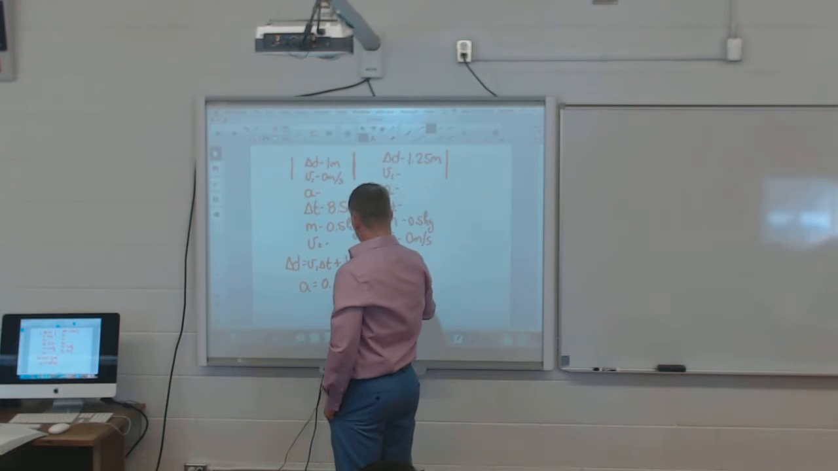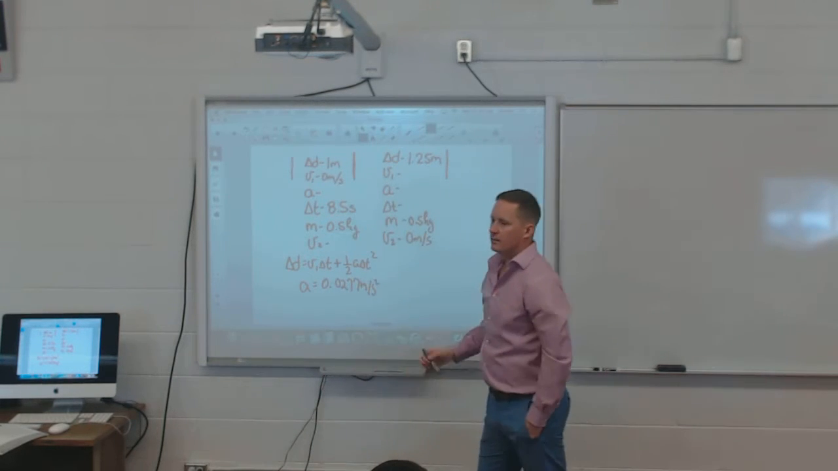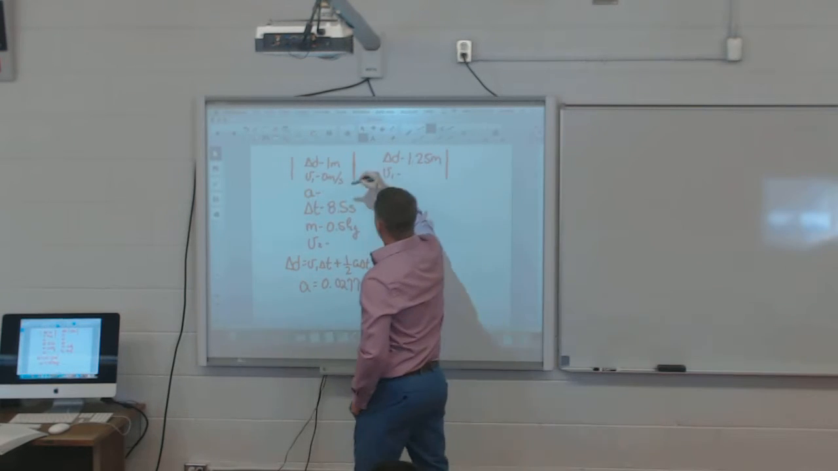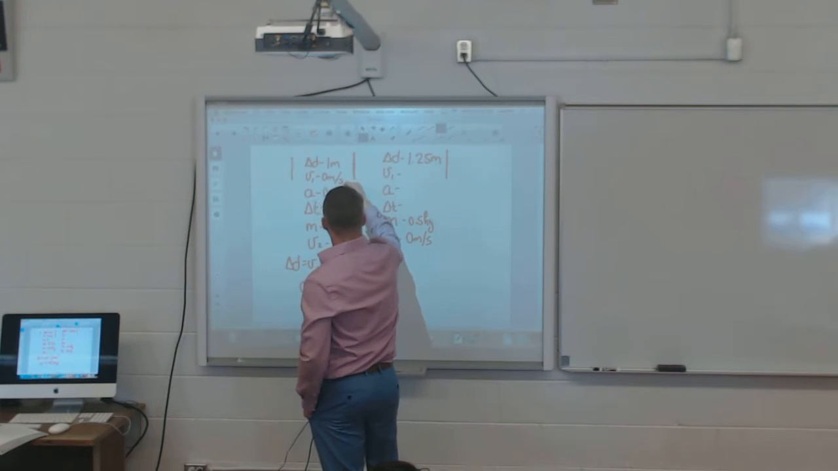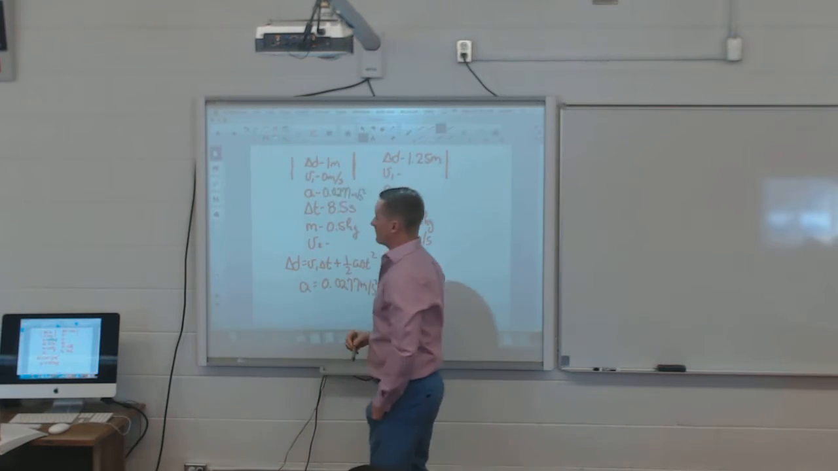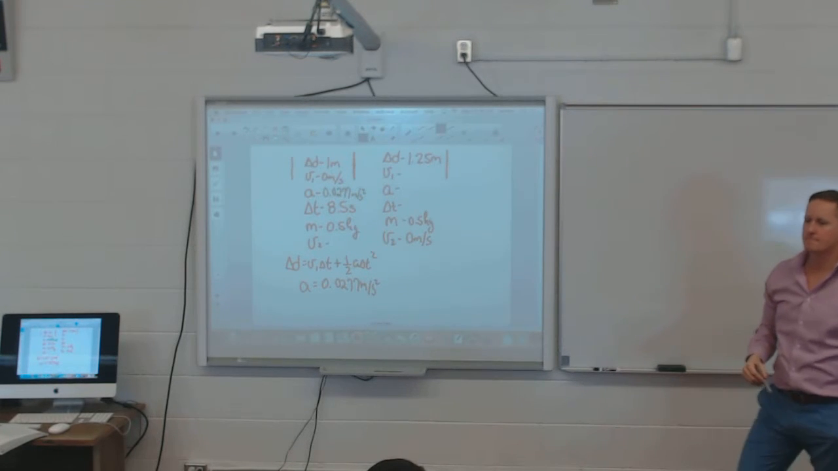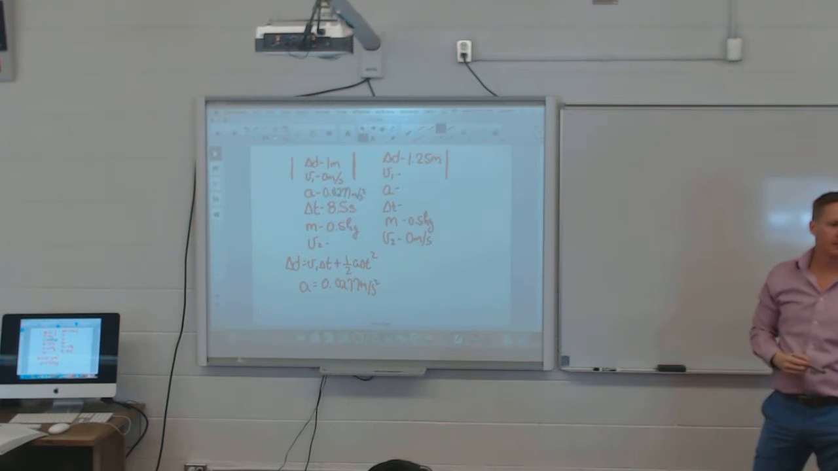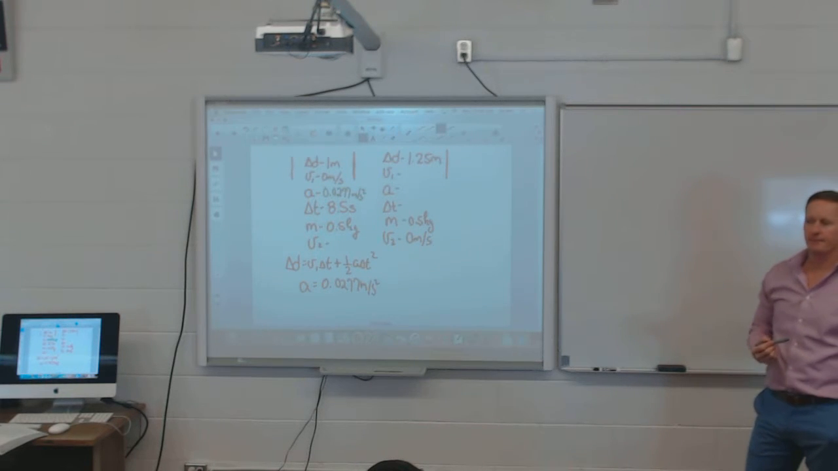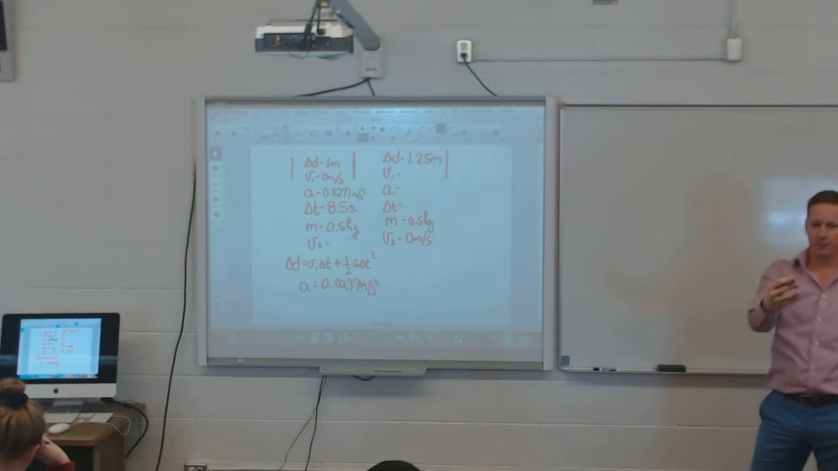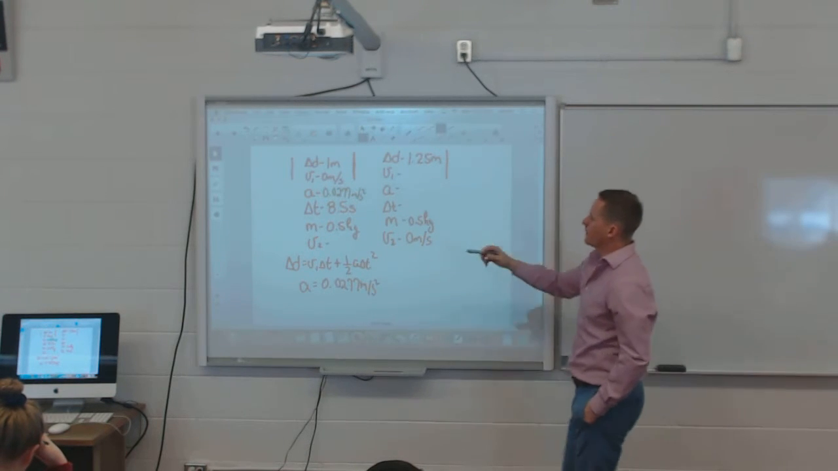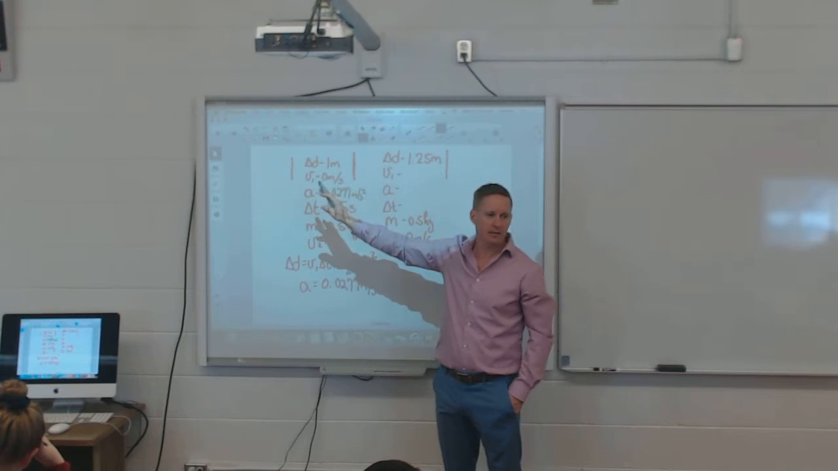0.277 meters per second squared. Okay, good, so that's my A right now. What do I suppose I'm going to use that A for eventually? Not to decelerate, what am I going to use it for? My net force. I'm still in the first section. I'm going to use this A as part of my net force. For right now, I'm just going to leave it.